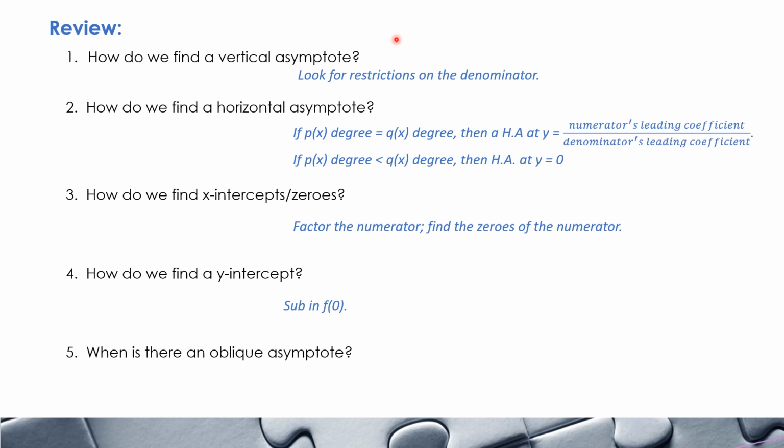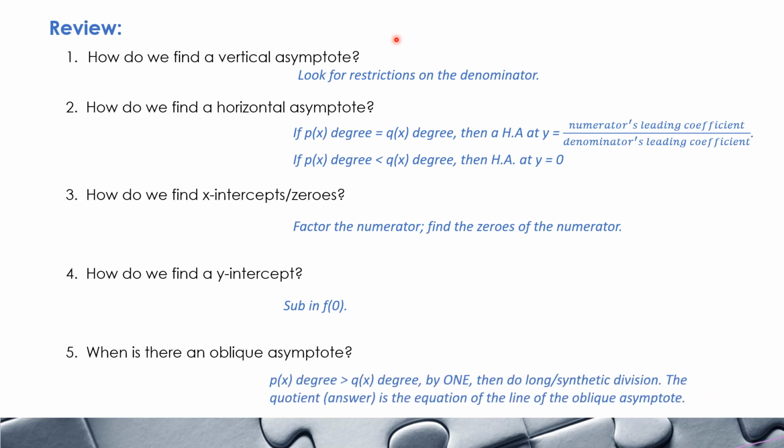The last one, what about the oblique asymptote? That occurs if the degree of the numerator is greater than the degree of the denominator by 1. Then we're going to do division. The answer for that is the equation of the line of the oblique asymptote.